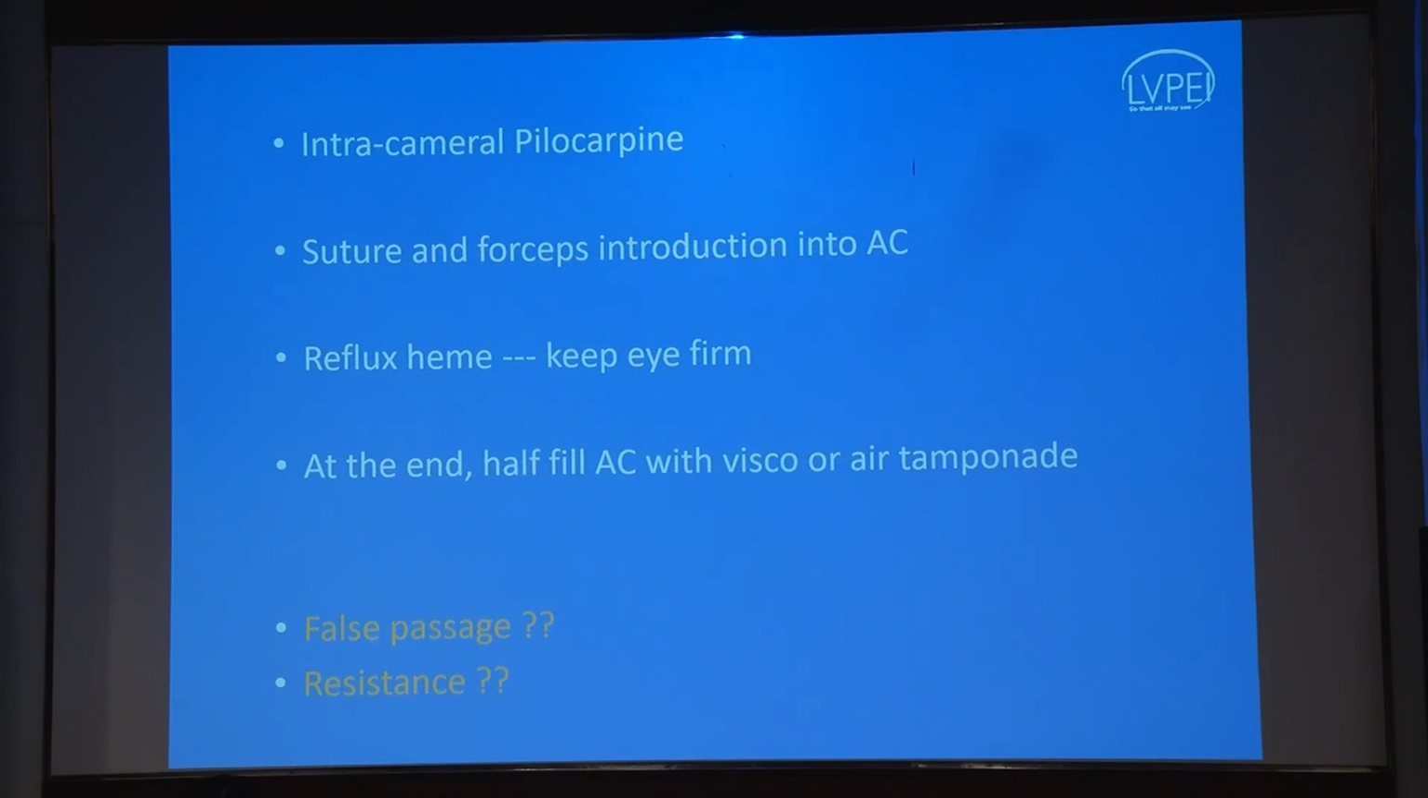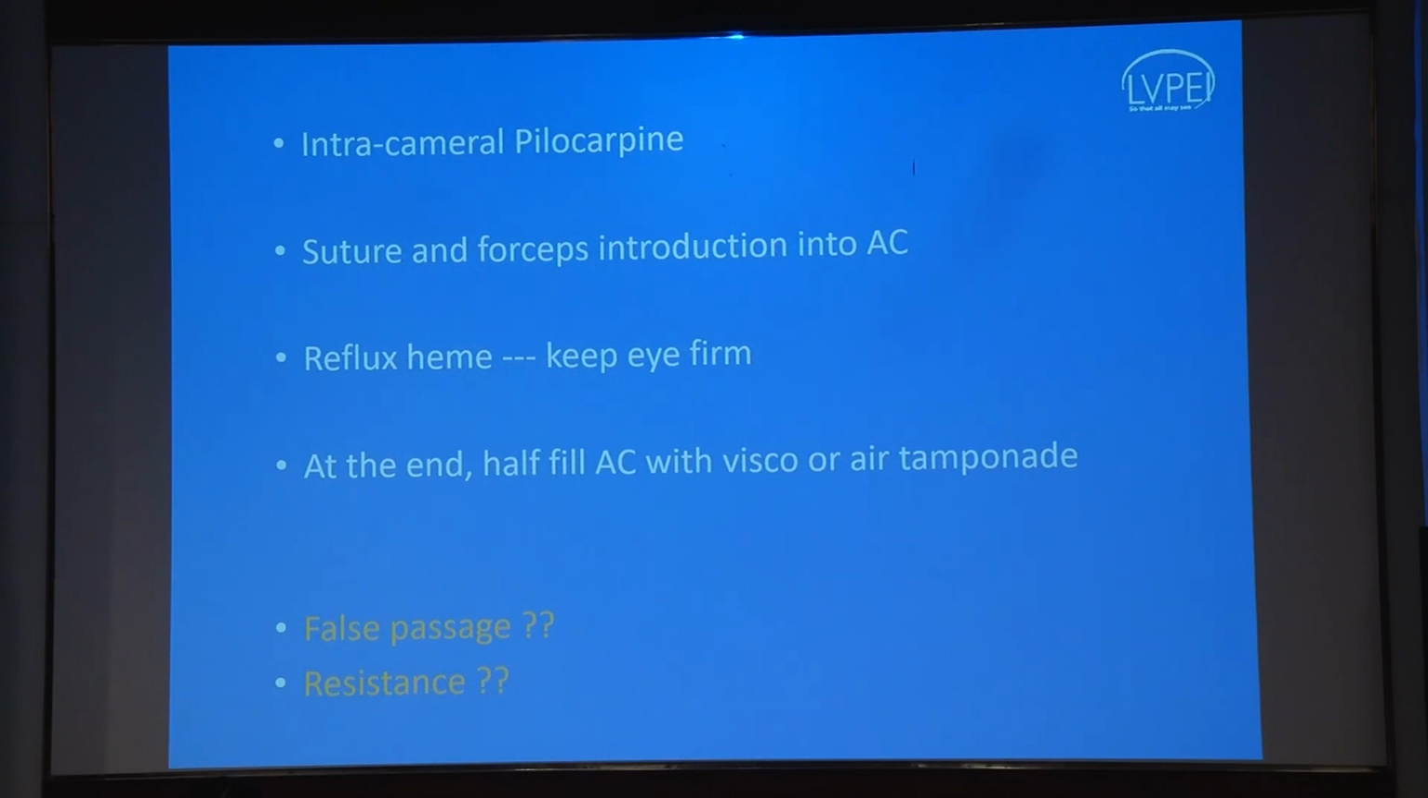And then when reflux heme is noted, keep the eye firm by putting viscoelastic. And at the end of the surgery, half fill the anterior chamber with viscoelastic or air tamponade is advised to decrease the hyphema, because we are doing a 360-degree procedure, ripping the trabecular meshwork. There are a good amount of chances of post-op hyphema.